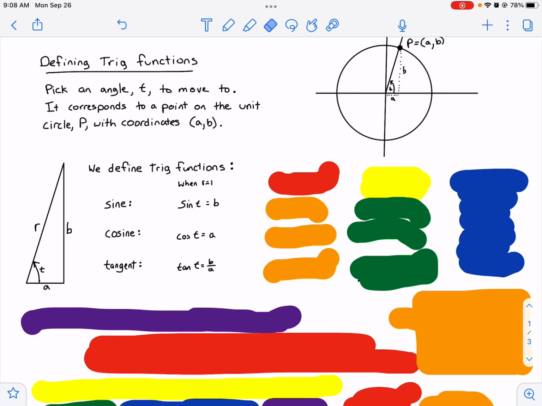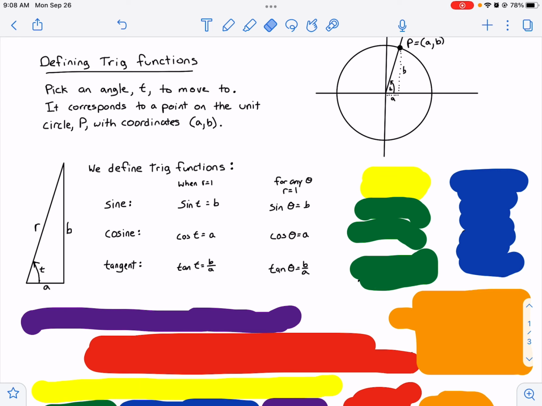Now we can do this for any angle, regardless of whether it's measured in radians or degrees, by pushing buttons on your calculator. As long as it's still a radius of 1, the sine of the angle theta is b, the cosine of the angle is a, and the tangent of the angle is b over a.